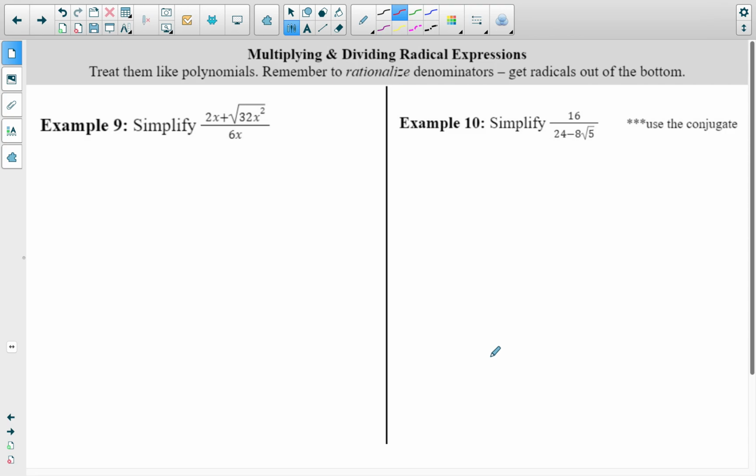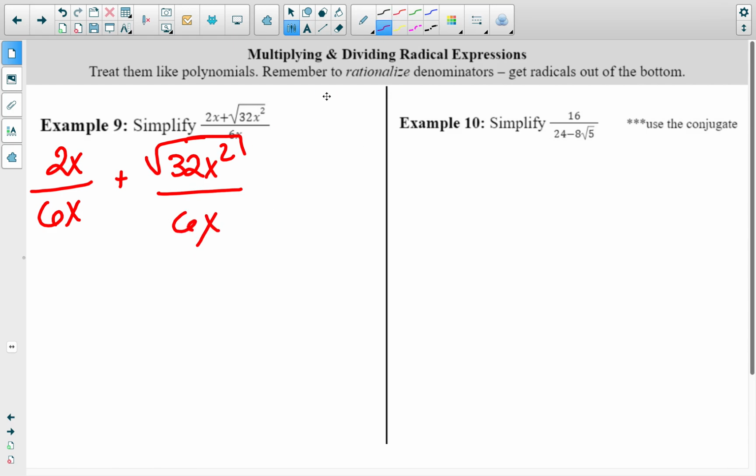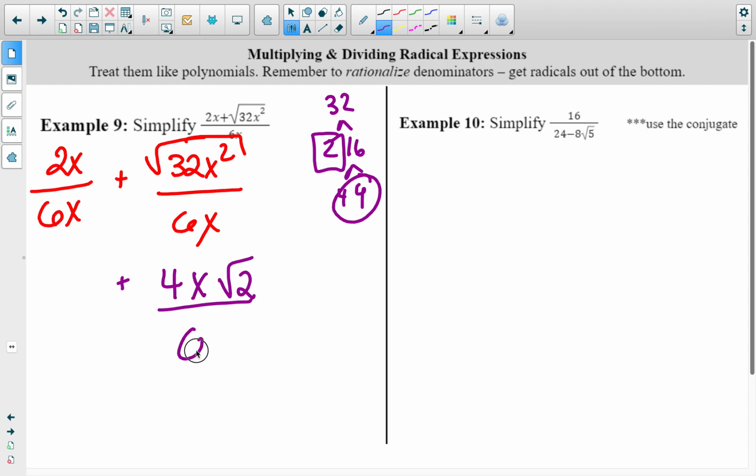Okay, example 9, kind of fun. We're going to try to simplify this radical. Looking at this, we have 2x over 6x, if we break it up, plus root 32x squared over 6x. So let's see if we can simplify this 32 at all. 32 breaks into 16 and 2, and 16 you may know is 4 times 4. So this 32 is a 4 root 2. And the square root of x squared is x, so that comes out of the radical.